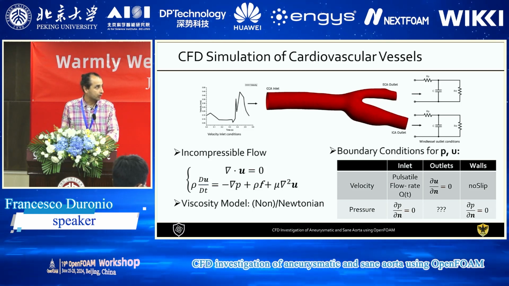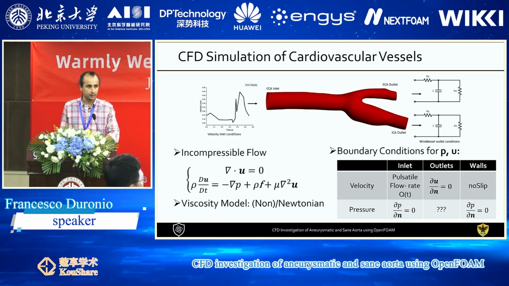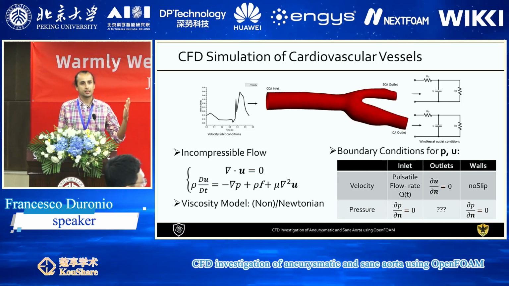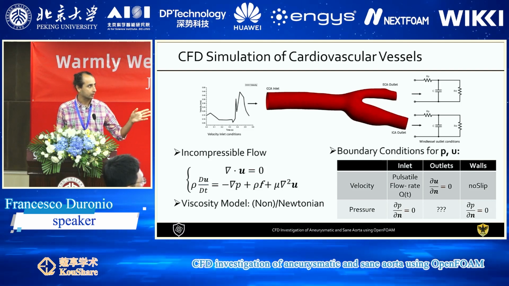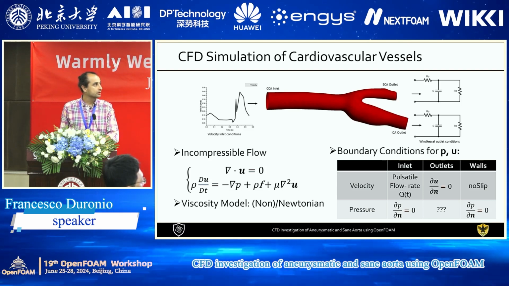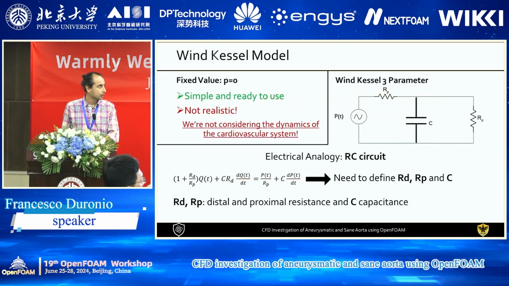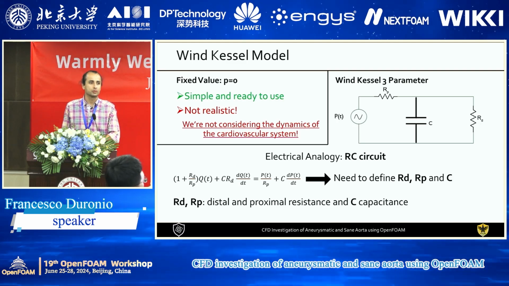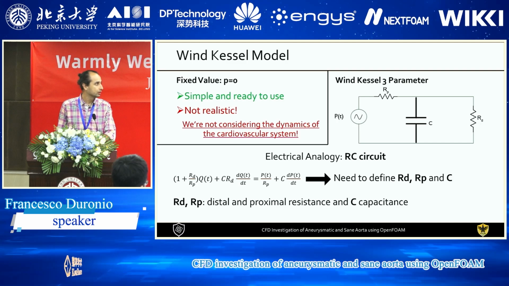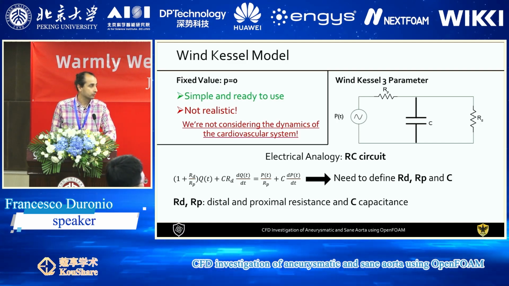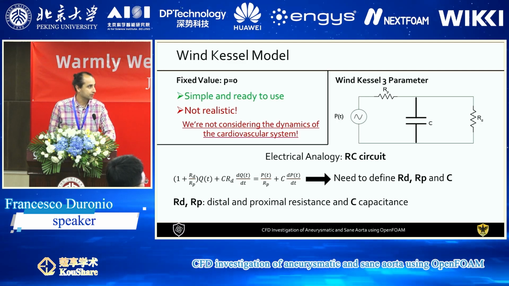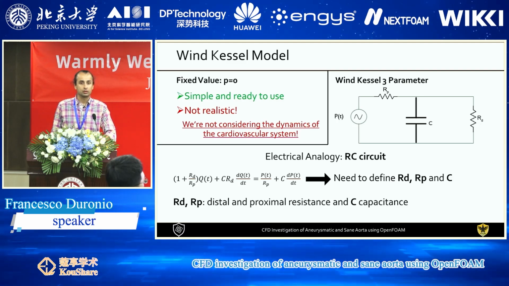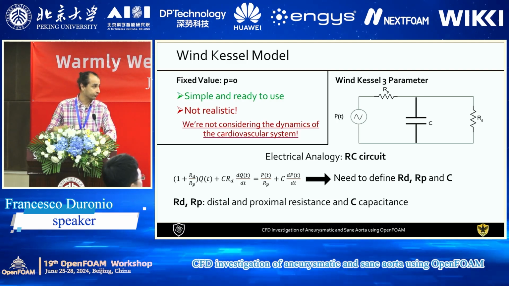About pressure outlets, this is a problem, because we don't actually know the pressure at a generic section where we cut our integration domain, so we have to make some assumption. The simplest one is obviously to put a fixed value, say zero pressure at the outlet. We can use it very easily, but it's not realistic, since we are not considering the dynamics of the cardiovascular system, the pulsatile flow, the reverse flow and things like that.